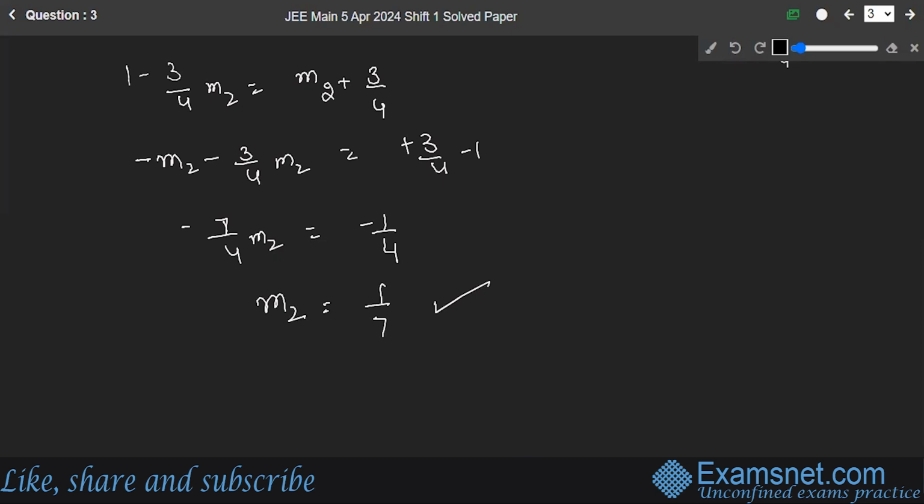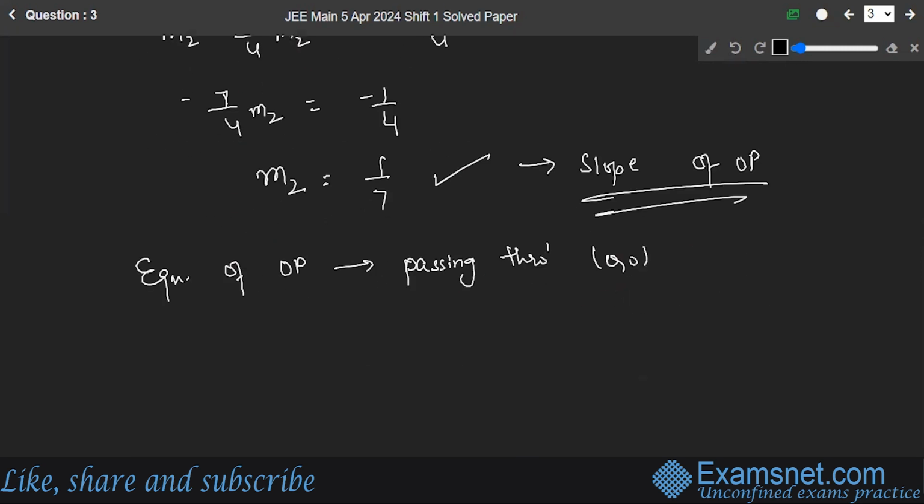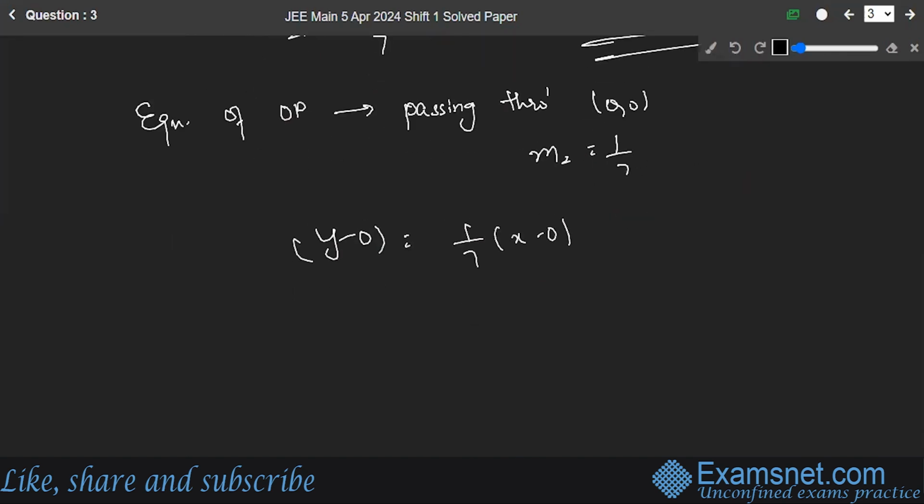So this is the slope of the OP line. I got the slope of the OP line as this. Now the equation of OP, because it is passing through the origin and it is having the slope 1 by 7, will be given by y minus 0 is equal to 1 by 7 into x minus 0, or you have y is equal to 1 by 7 x.